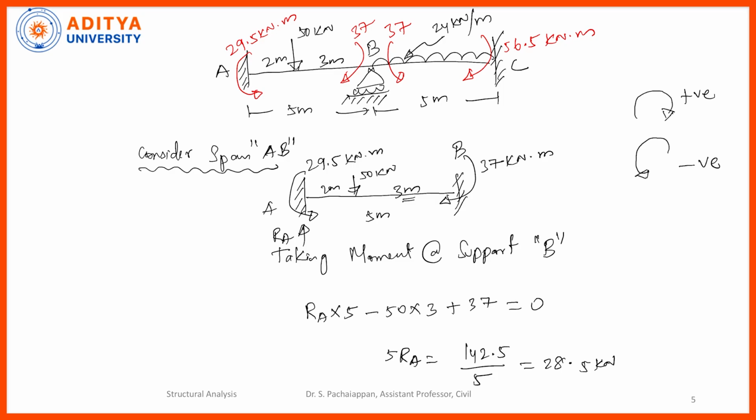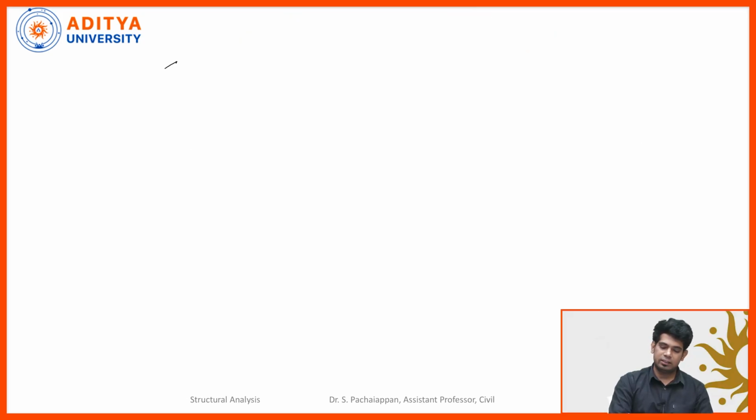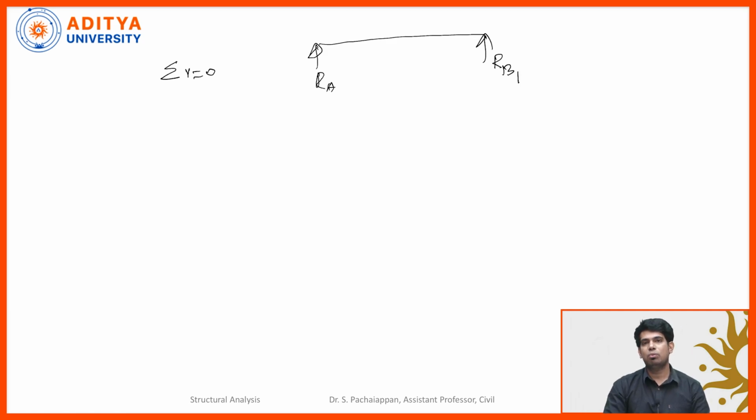Now we need to take the equilibrium equation, summation of all the vertical forces equal to 0. In the beam, if you see, this is our beam. Here we have the RA value. Here we have the RB1 value. Why RB1? Because it's an intermediate support. We need to calculate RB1 and then RB2. And then we have a point load here which is 50 kilonewton. Now I am going to sum up all the vertically upward and downward forces.